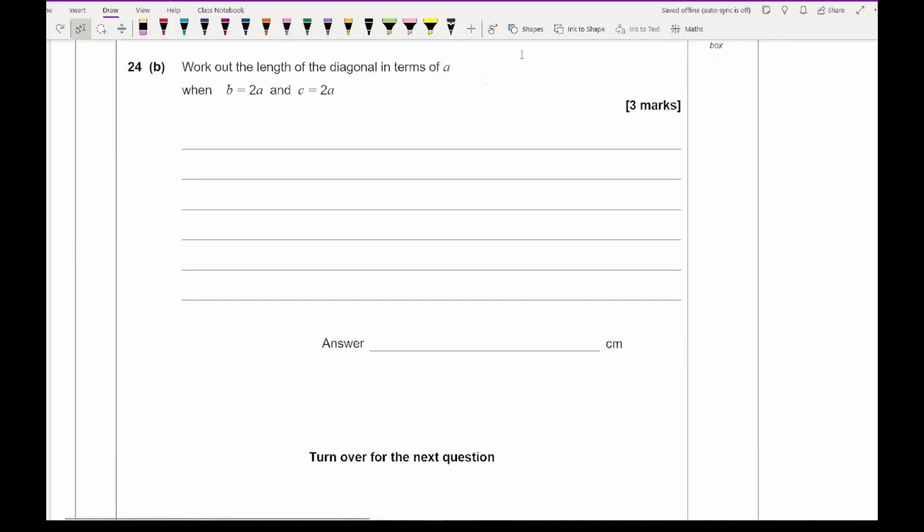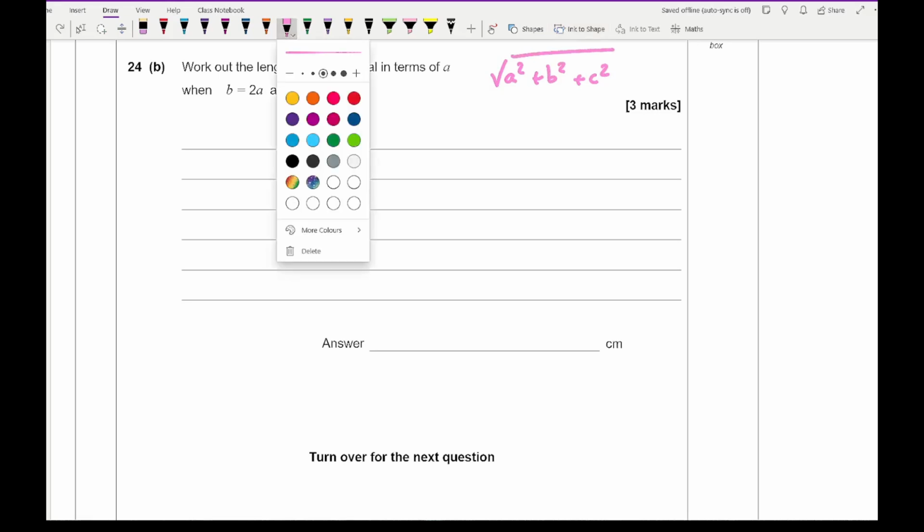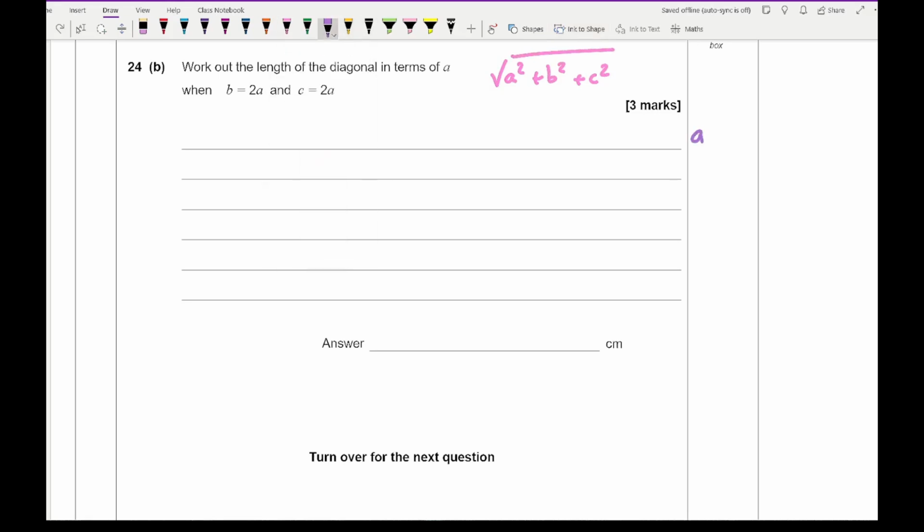Moving on to 24b, it says work out the length of the diagonal in terms of a. Now remember that the formula was a squared plus b squared plus c squared all square rooted. So here what we're substituting is a equals a, b equals 2a and c equals 2a. Now what I'm going to do is I'm going to put this in brackets. So I've got a squared plus 2a squared plus 2a squared.